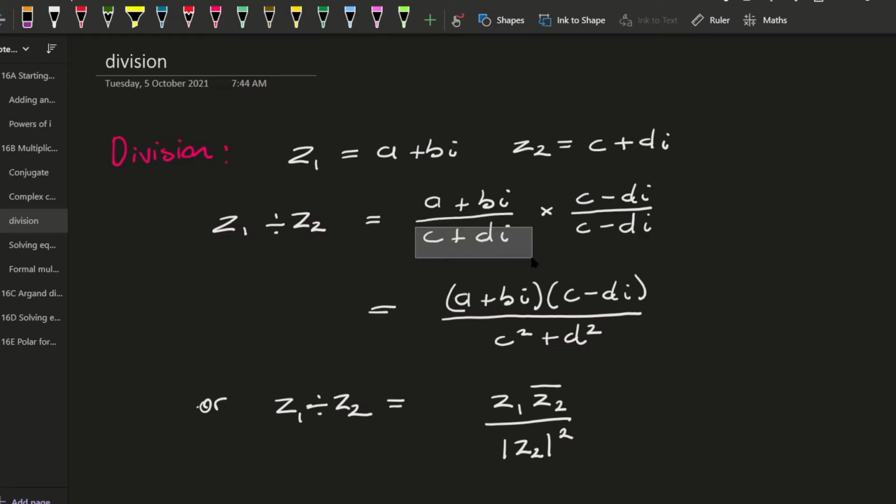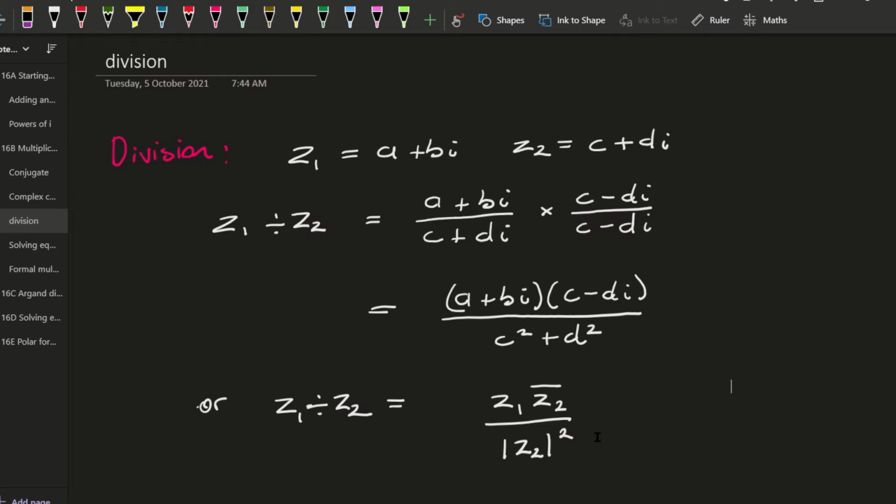Here we have the Z2, and over here I have the conjugate of Z2 as a numerator and denominator. So I'm just multiplying by 1 really. And when we multiply by the complex conjugate, we end up with this c squared plus d squared. Then we can do a simple multiplication at the top and we end up with our new complex number. So another quick way of looking at it is Z1 divided by Z2 is going to equal Z1 multiplied by the conjugate of Z2, all divided by the modulus of Z2 squared.